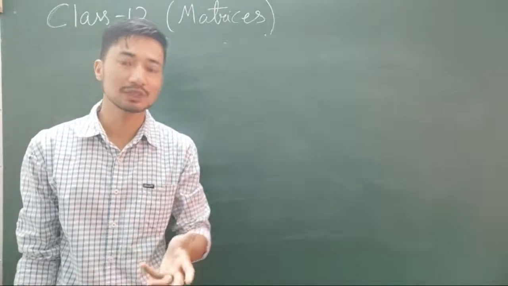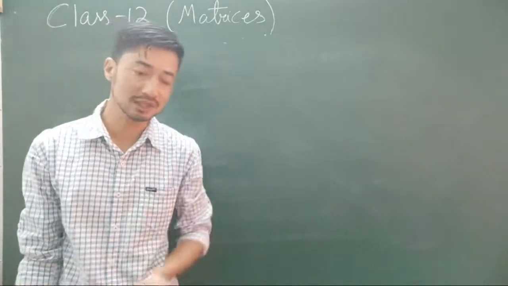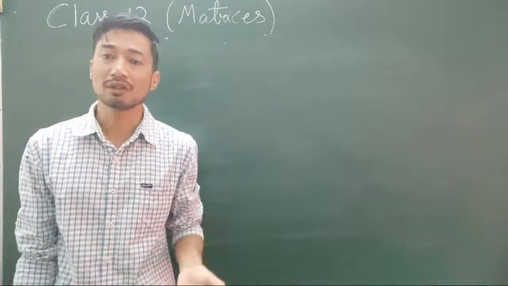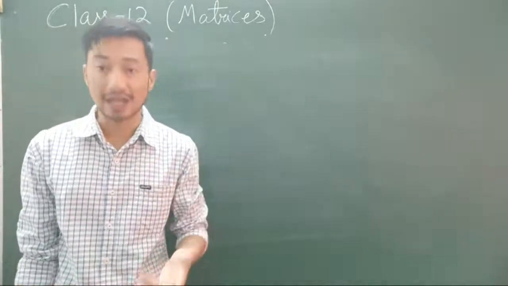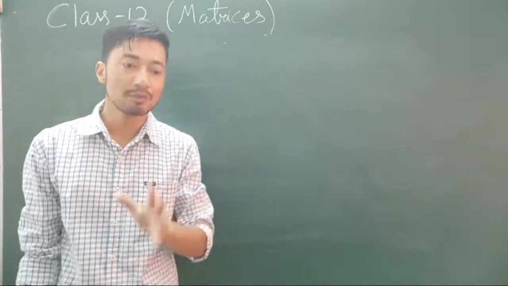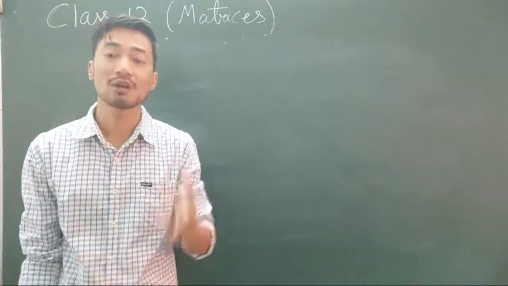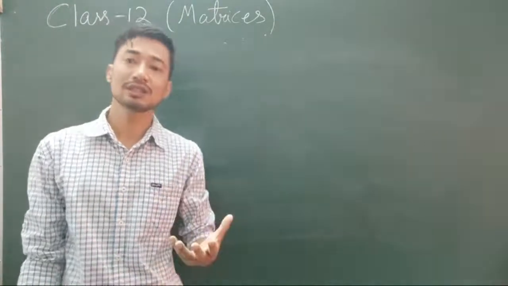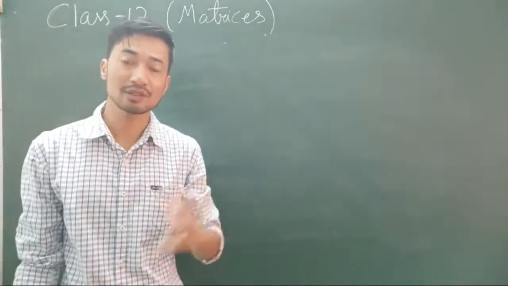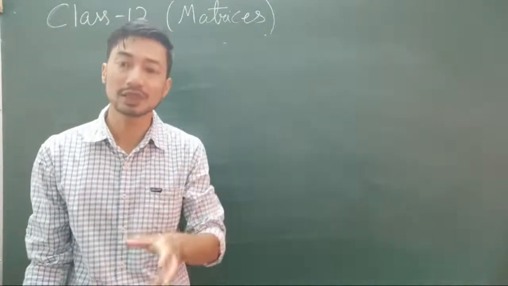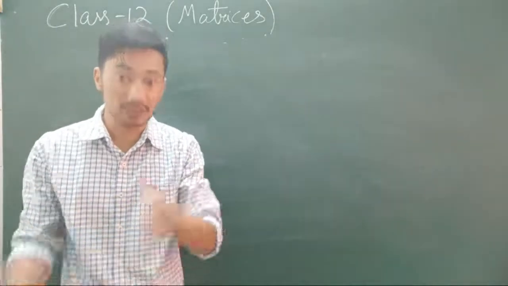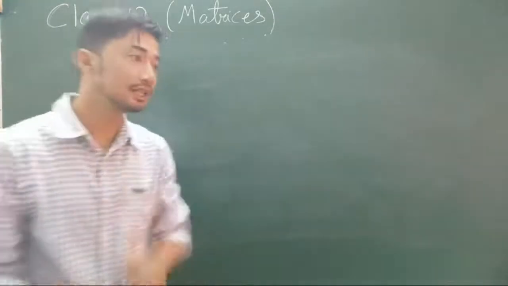Comparable means what? Last class we have seen, if they are of the same order. So yes, we can add or subtract matrices, provided that those two matrices are of the same order. And how do we add matrices? The resultant matrix that we get after adding or subtracting is by adding and subtracting the corresponding elements. That's why they have to be of the same order. Example.